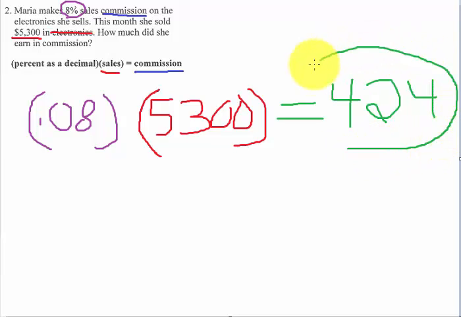$424 is your final answer. That is how much of that $5,300 Maria actually gets to take home that day or that month. So if her salary isn't very high, she needs to sell a lot more than $5,300 if she's going to continue to survive, because $424 a month is not very much if that's her only job.